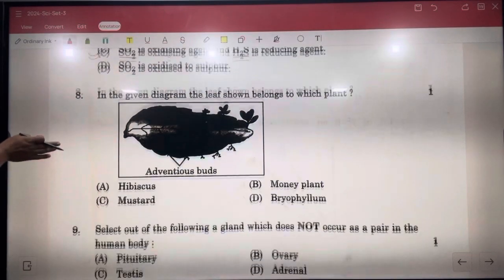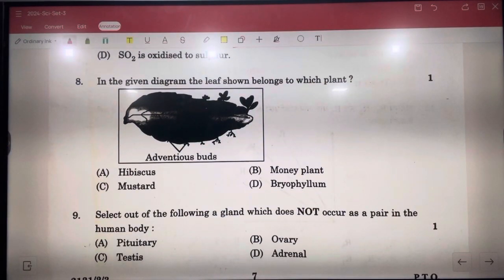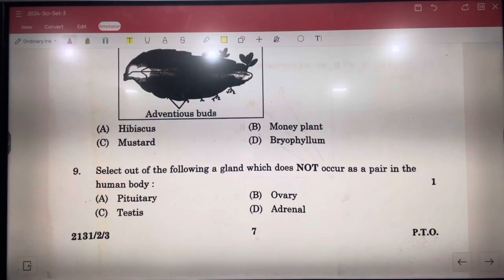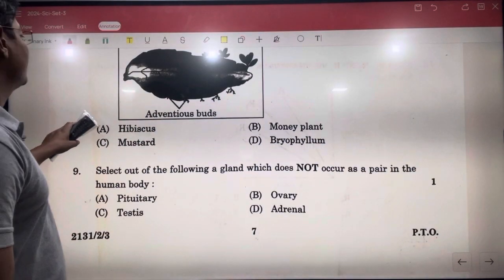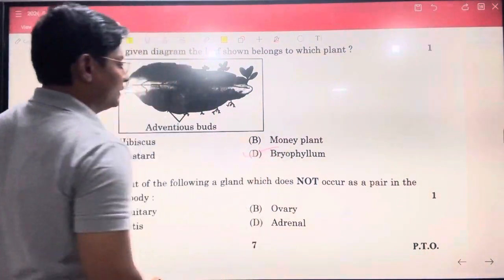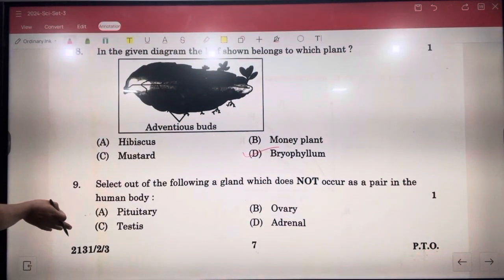Then in the given diagram, the leaf shown below belongs to which plant? So this is the NCERT figure, as it is they have given in the question. So which is very simple. Adventitious buds occur in Bryophyllum. Okay, so this is the Bryophyllum plant.